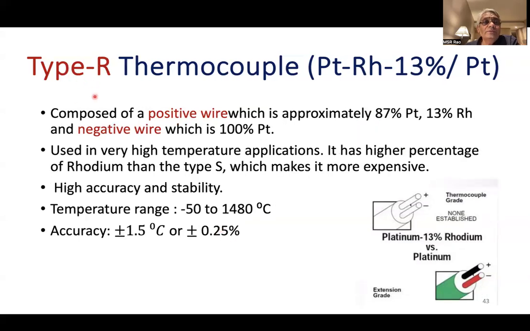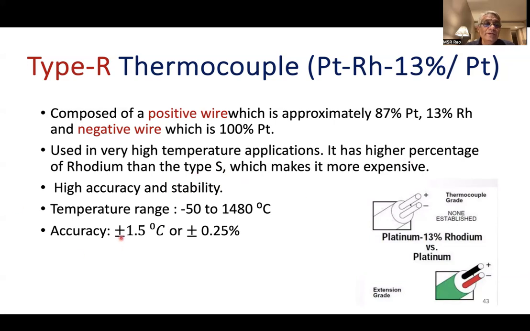Then you have the R-type thermocouple, which is a combination of platinum, rhodium, and platinum again. The positive wire consists of 87% platinum, 13% rhodium, and the negative wire is a complete platinum wire. And it's used in very high temperature applications. It has a higher percentage of rhodium than the type S thermocouple, which makes it more expensive.